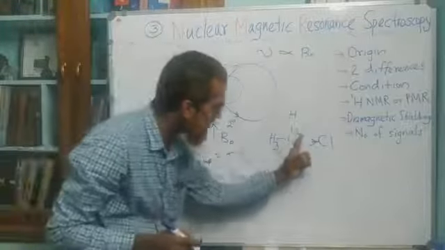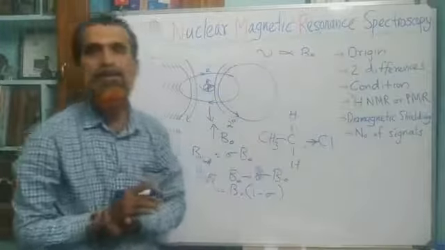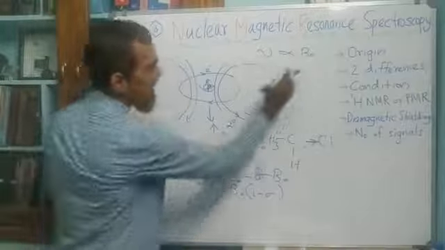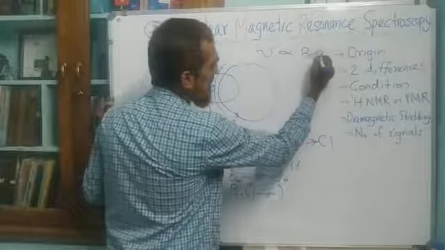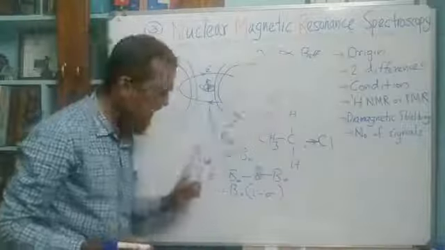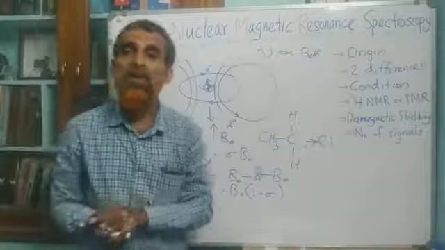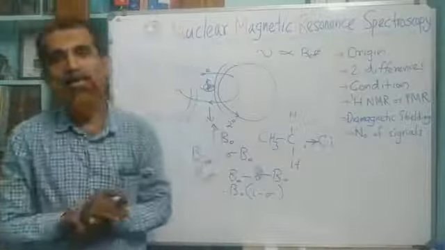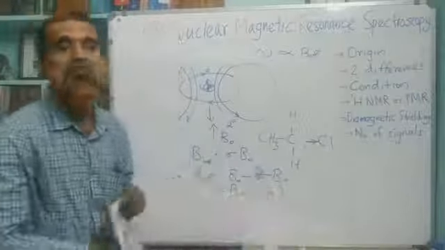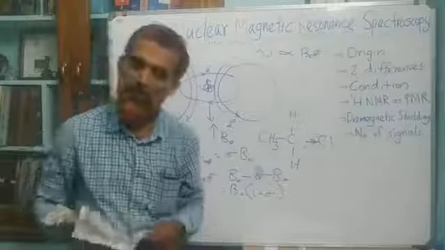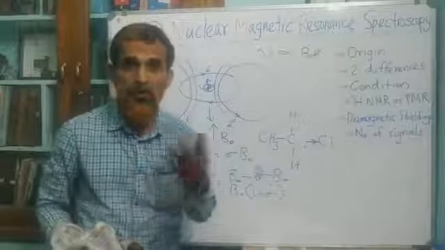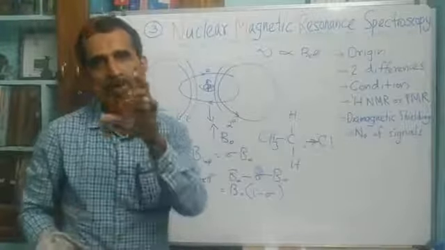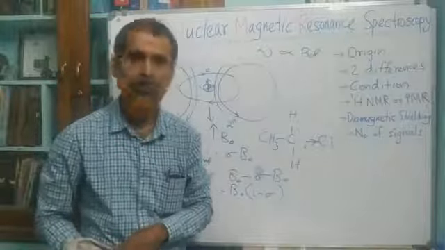Since the electron density is different around each hydrogen, they will have different effective fields. That effective field will be varying, so the frequency will be varying. So you get different signals at different frequencies. That is how we get different NMR signals for the molecule, and that gives a lot of information. When you are getting different signals, what do you understand? The molecule contains chemically different types of protons.